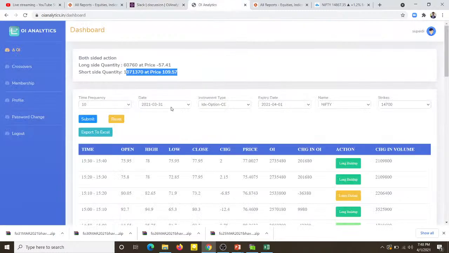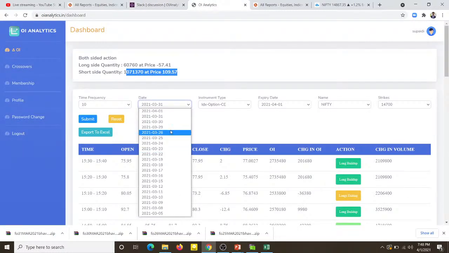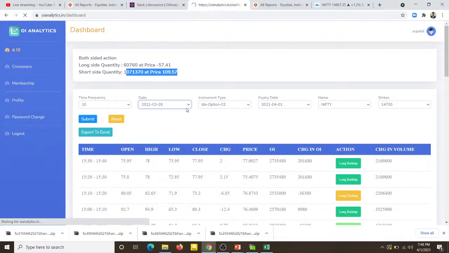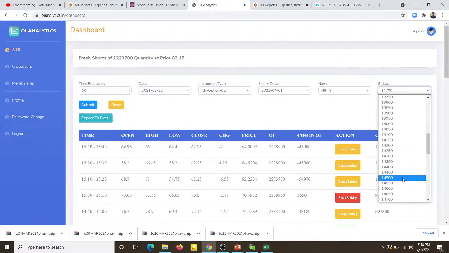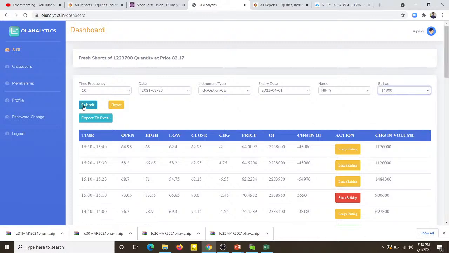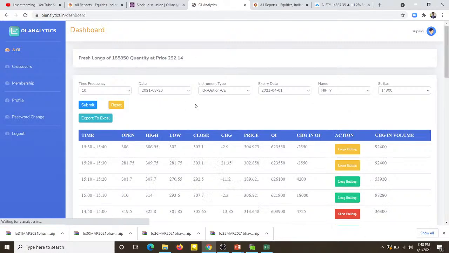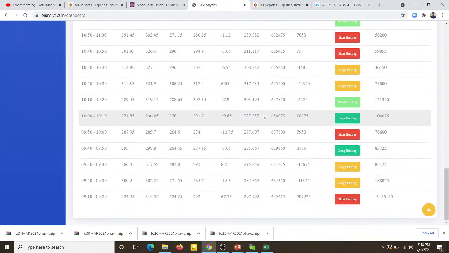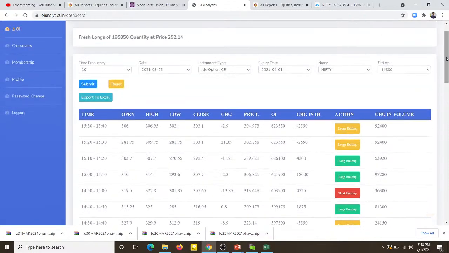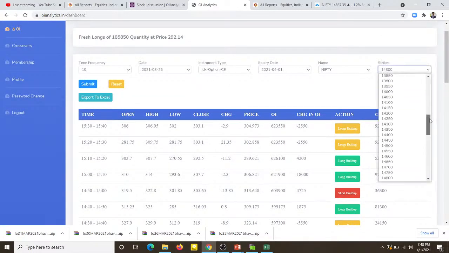Fine. So now what we are looking for is exits. As we have discussed, we also have to look for the exits, correct? We usually will get these exits on 14,300 and 14,400 call because the market opened gap up, right? So we'll just check if that happened. On 26th we didn't see any big exits on 14,300 call. As you can see here, there's not much exits. And let's check 14,400 call.